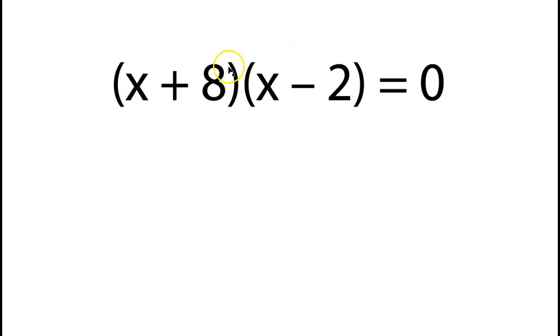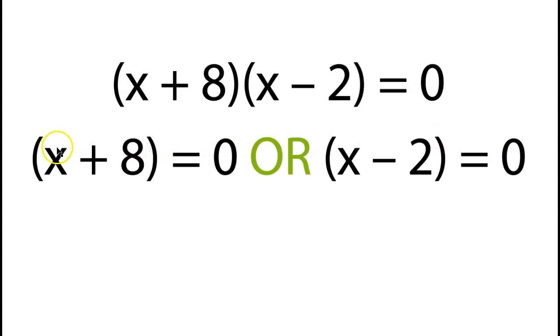These are the steps that we anticipate. First step is you need to say, okay, well, if this times this equals 0, then one of those two things is going to equal 0, right? So we're going to write that out. Either x + 8 = 0 or x - 2 = 0. That's our step.